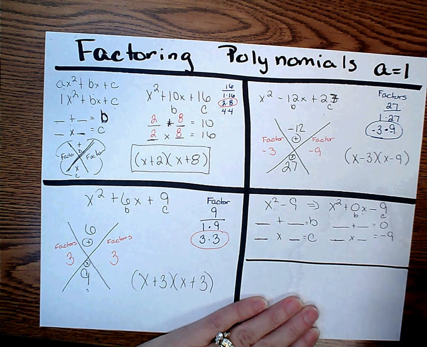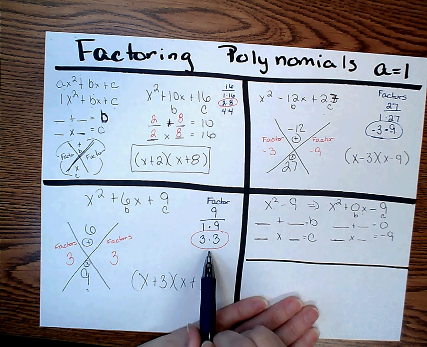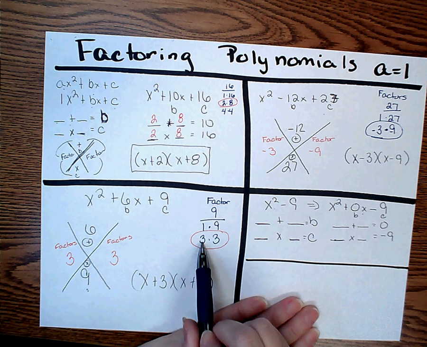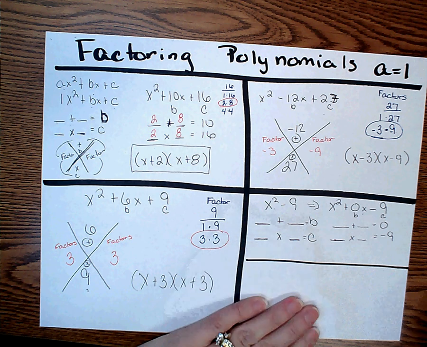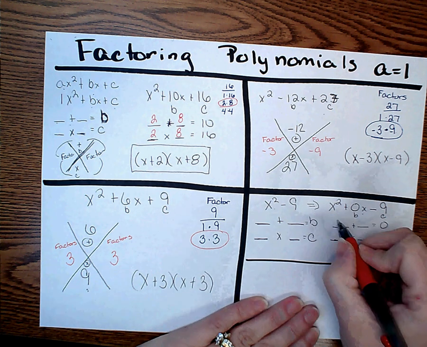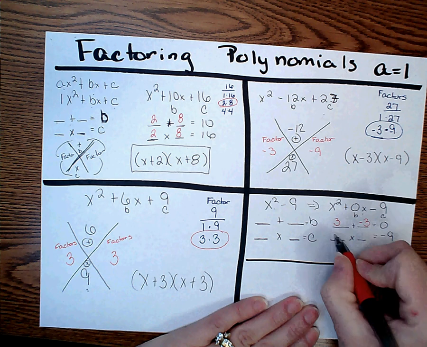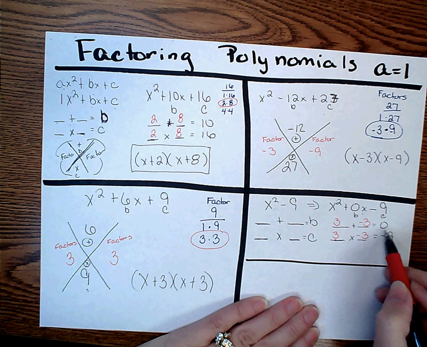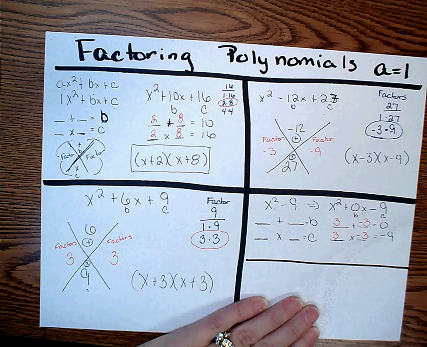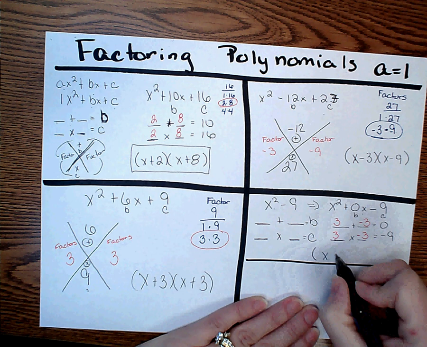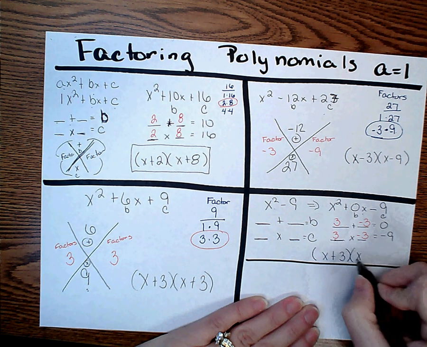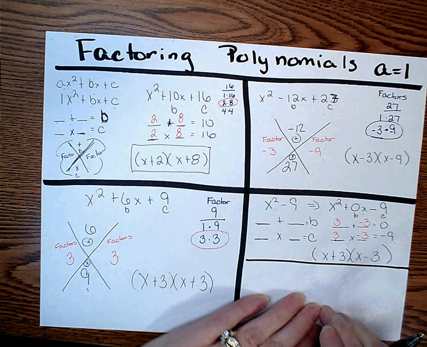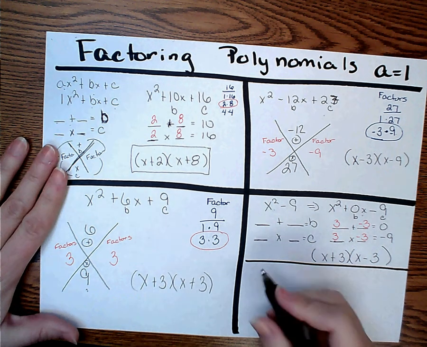So I can go back over here and use these same factors I used a minute ago for 9, but I need them to give me a negative number. So to get a negative number, one must be positive and one must be negative. So we're going to use positive 3 and negative 3. So positive 3, negative 3 added together give me 0. They also multiply and give me negative 9. So my answer is x plus 3, x minus 3. Okay, one last problem and then we'll talk about a few things.